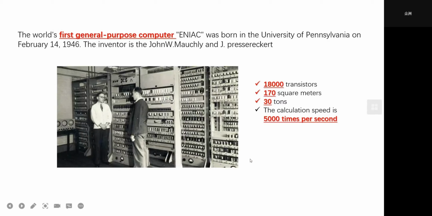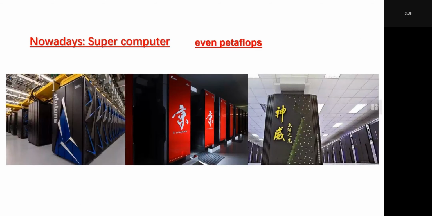So you can see how the computer developed from the very beginning. It's very huge, it weighs so much, and the calculation speed is not very fast. And then nowadays we also have some supercomputers. Their calculation speed could even be petaflops.